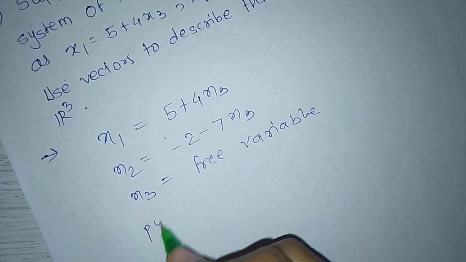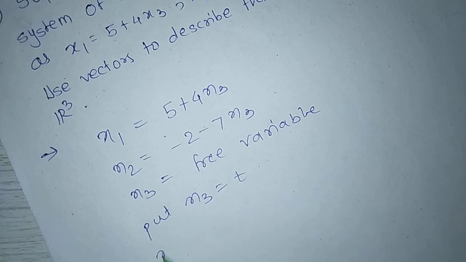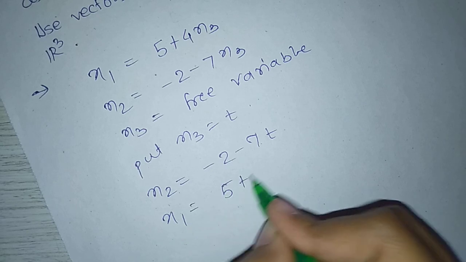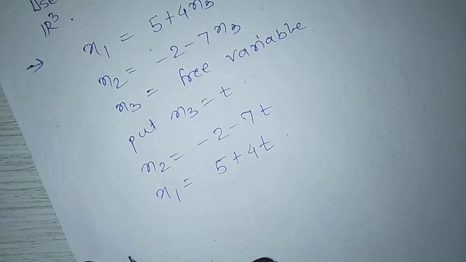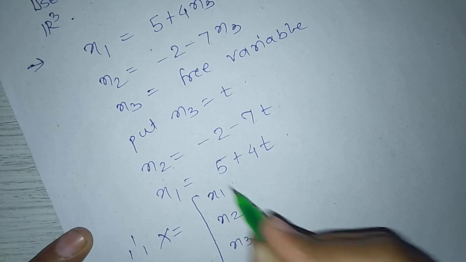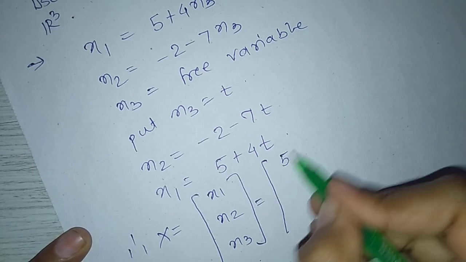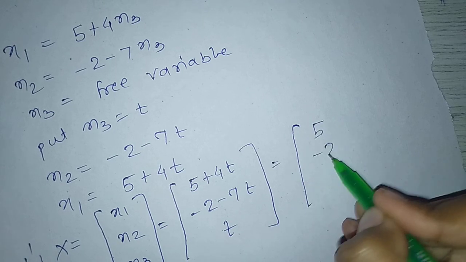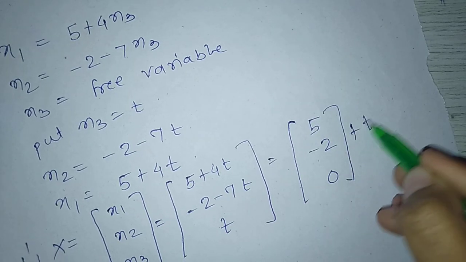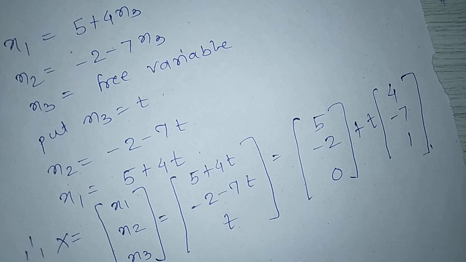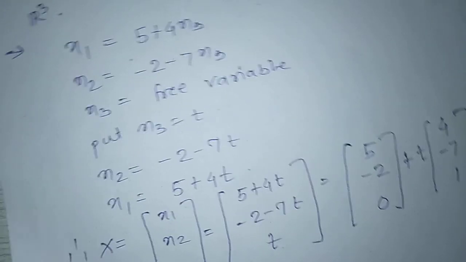Put x3 equal to t, so x2 equal to minus 2 minus 7t, x1 equal to 5 plus 4t. So the solution vector x equal to x1, x2, x3, which is equal to x1 is 5 plus 4t, x2 is minus 2 minus 7t, x3 is t, which is equal to 5, minus 2, 0 plus t times 4, minus 7, 1. This is the parametric vector form of the solution vector.